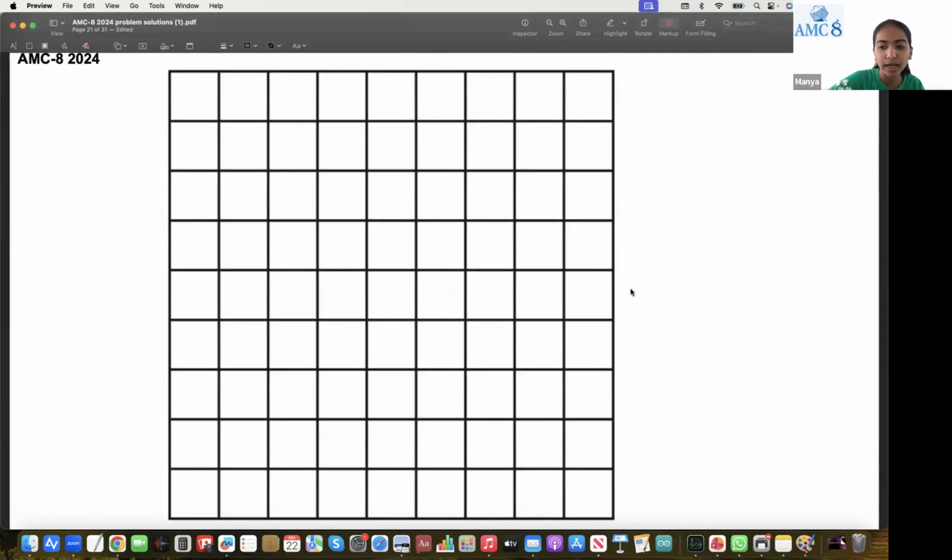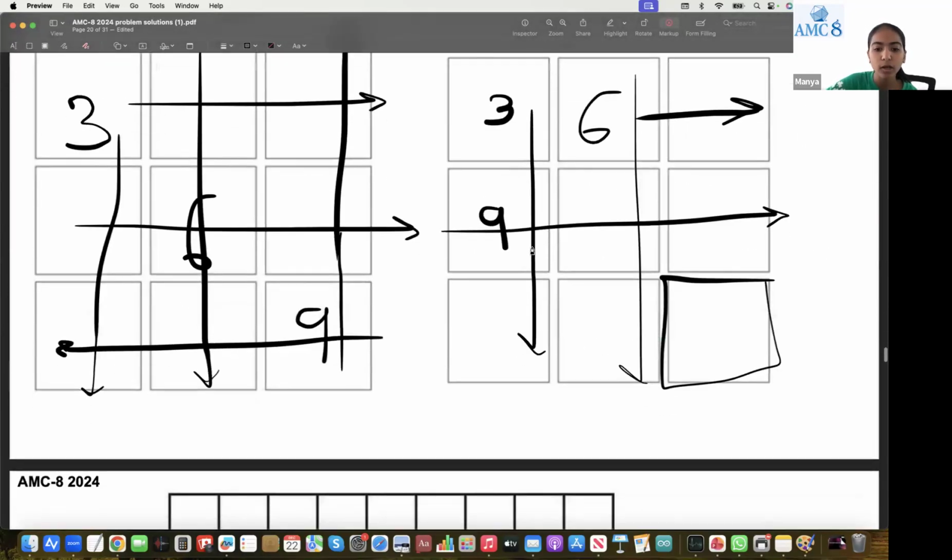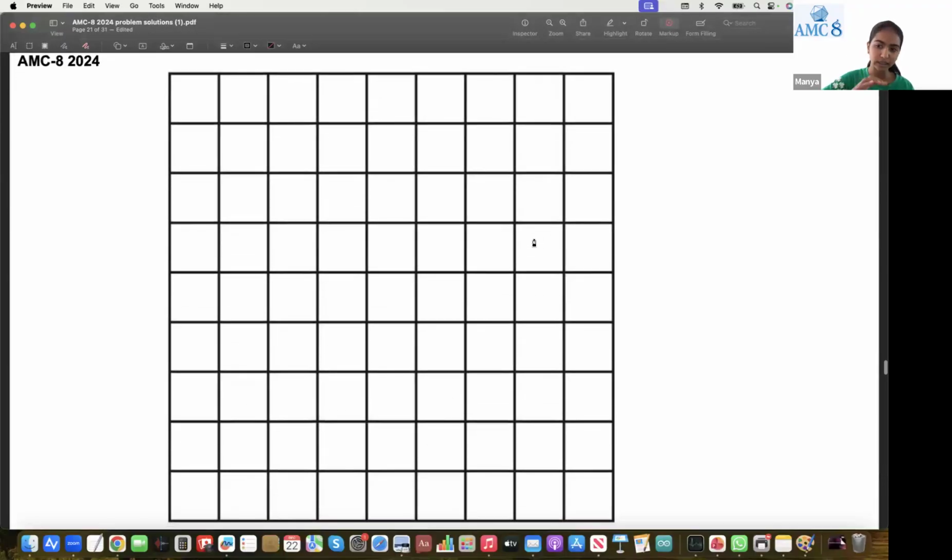So in a 9 by 9 grid, we know that the problem says it must have a product that is divisible by 3. And this is a 9 by 9 grid, but they want all the rows and the columns to have at least one number divisible by 3. So how many numbers are divisible by 3 from 1 to 81? We have 81 because it's 9 times 9.